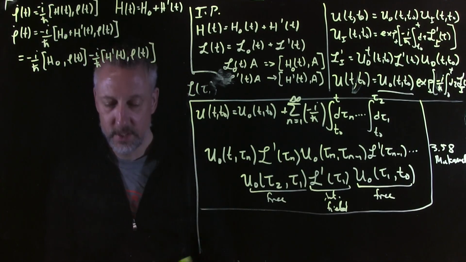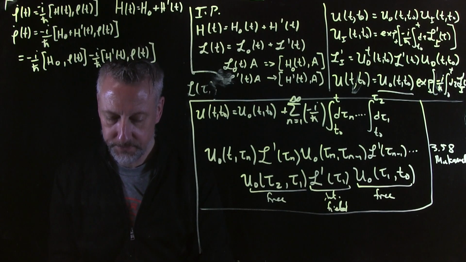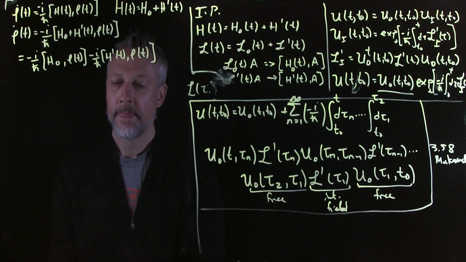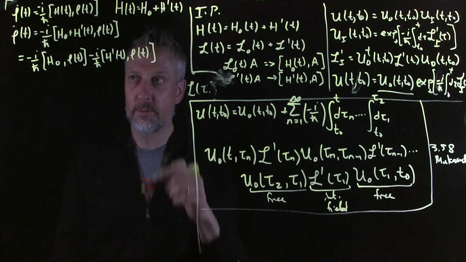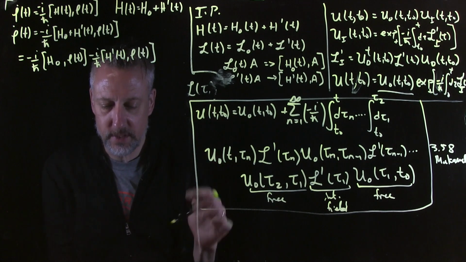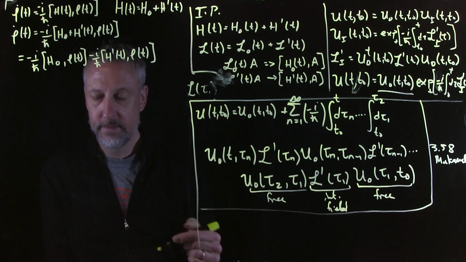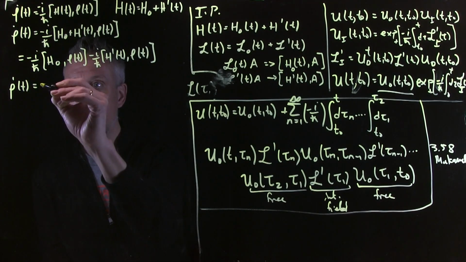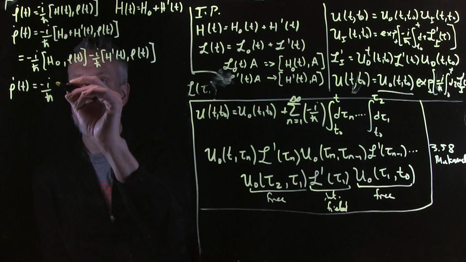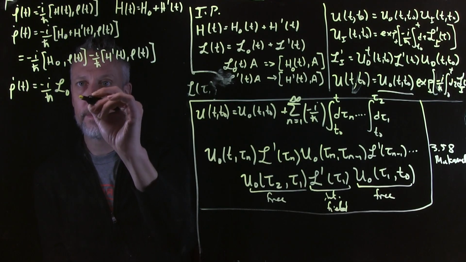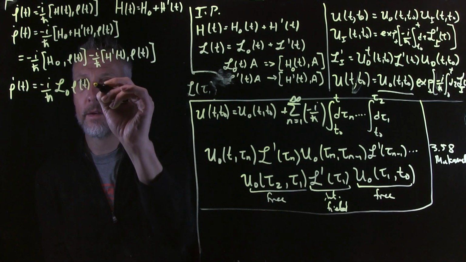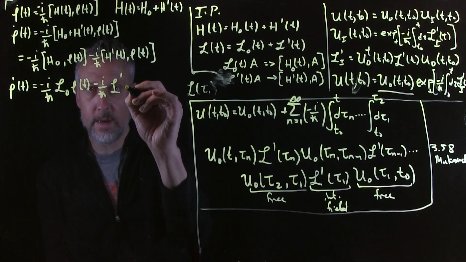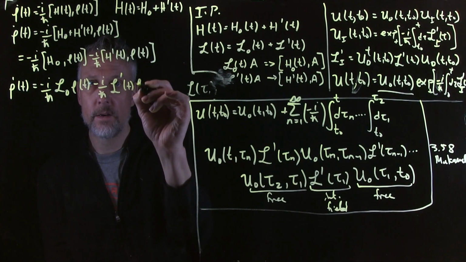Right? So we have these two separate commutators. One involves H naught, the other one involves H primed. So now, using this as a springboard, we can switch ourselves back into Liouville space, right? Because we know that rho dot is going to equal minus i over h bar, L naught, rho of t, minus i over h bar, L primed of t, rho of t.